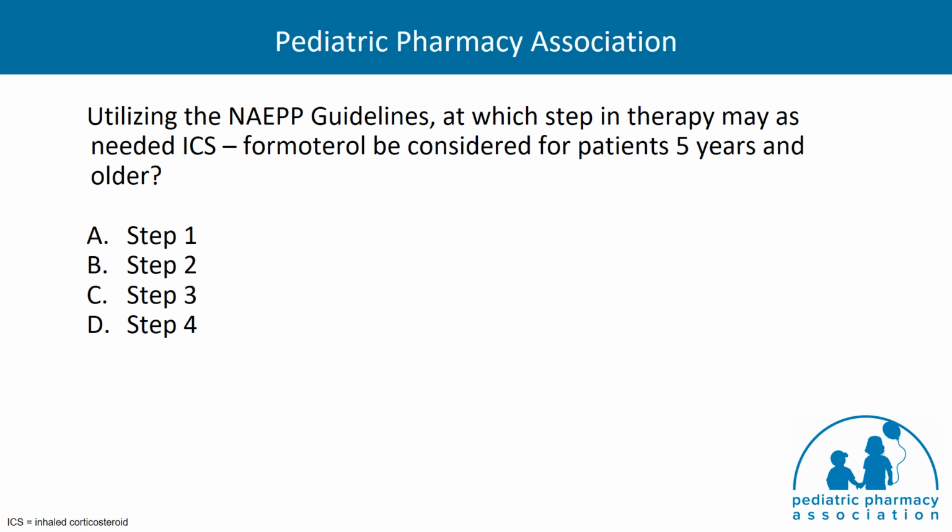Utilizing the NAEPP guidelines, at which step in therapy may as-needed ICS formoterol be considered for patients 5 years and older? A, step 1, B, step 2, C, step 3, or D, step 4? The correct answer is step 3. Recommend initiating single maintenance and reliever therapy at step 3 with inhaled corticosteroid formoterol.